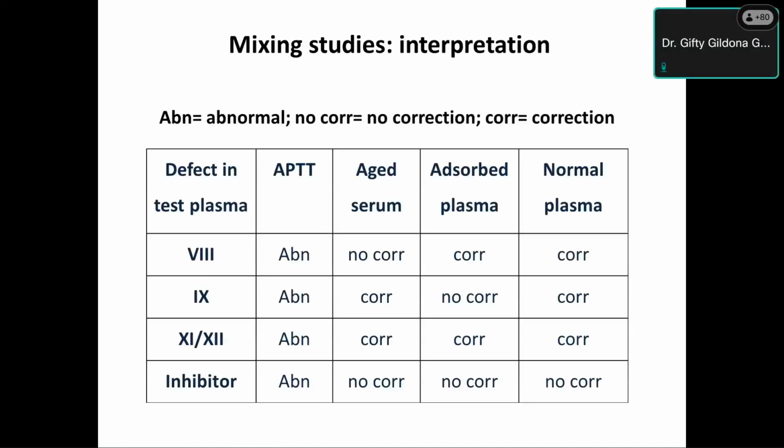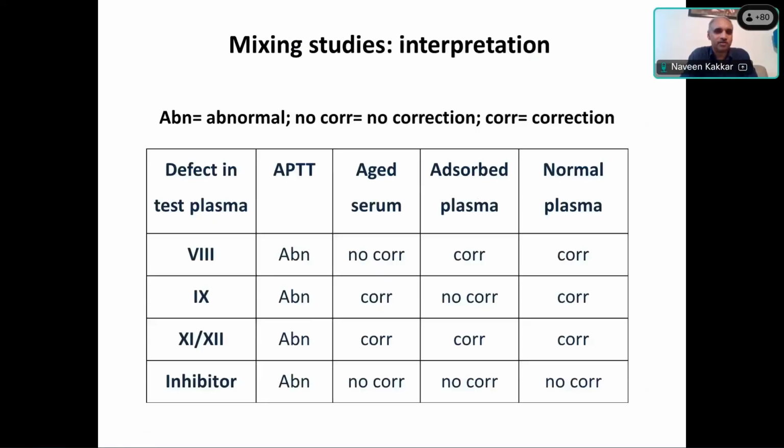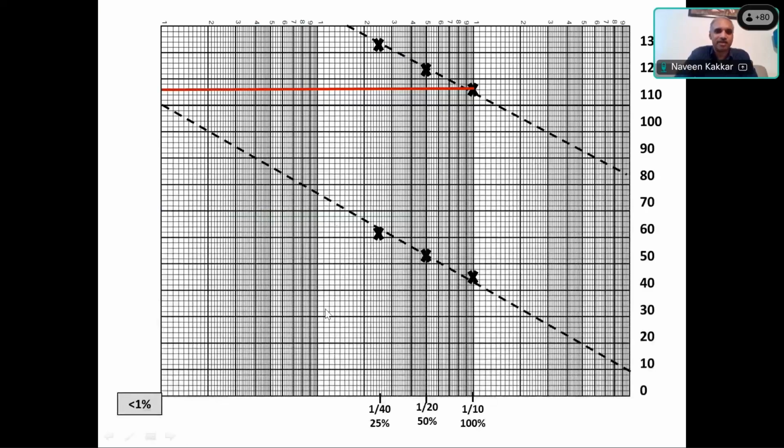Depending on which factor, suppose I found factor 8 was deficient in this case, then I put up a factor assay. That's not the premise of this talk, but on the graph, this one is not cutting the control line, the standard line. So this will be less than 1%, which is severe hemophilia.